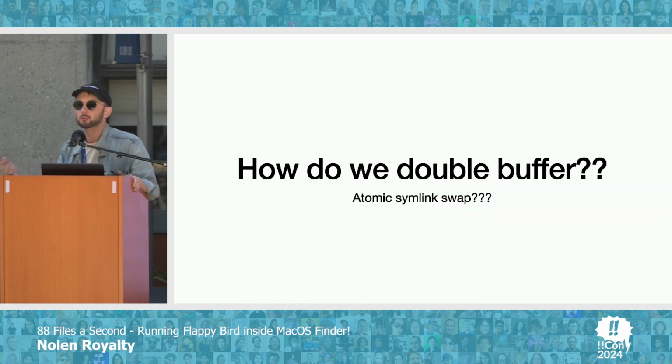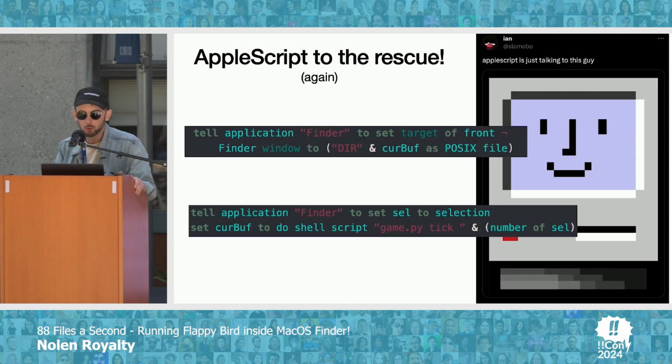So I tried all sorts of things for double buffering. One promising thing was using symlinks to swap out the contents of the directory atomically. That doesn't work because symlinks aren't expanded in Finder, so we can't do that. What do we do? Well, it turns out AppleScript can do this too, because AppleScript can do everything.